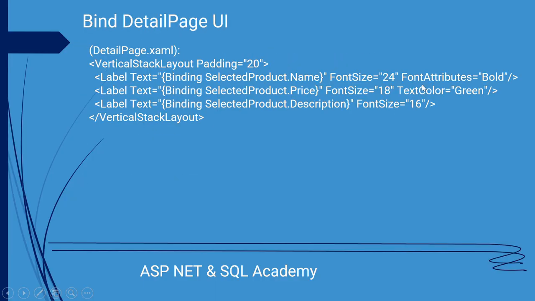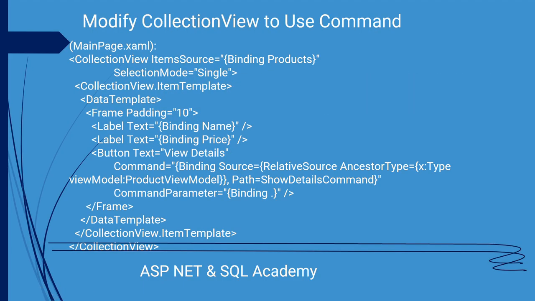Bind the selected product to UI elements using standard XAML bindings. This gives users a detailed view of the selected item. Each item now has a View Details button, which uses CommandParameter to pass the product to the command for navigation.